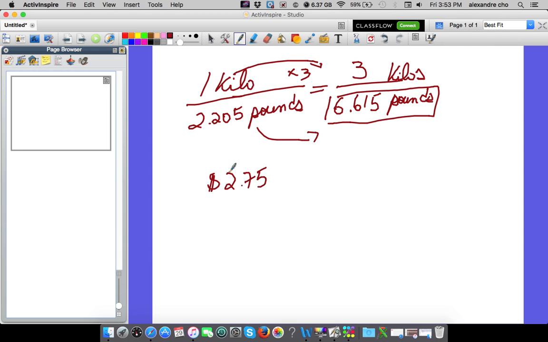Okay, and I'm going to multiply that by the number of pounds of apples that I have. Okay, and I am going to cheat because I am not multiplying that. I should. No, I shouldn't.